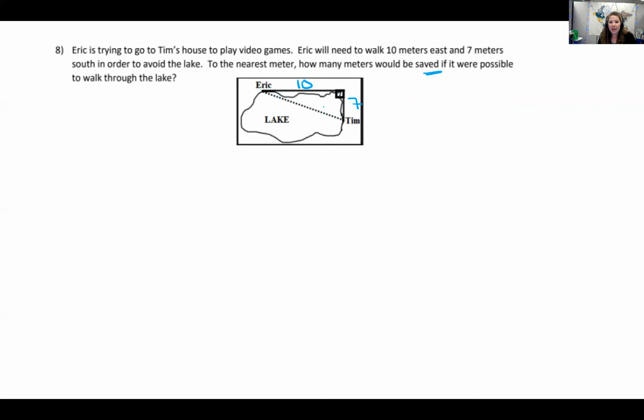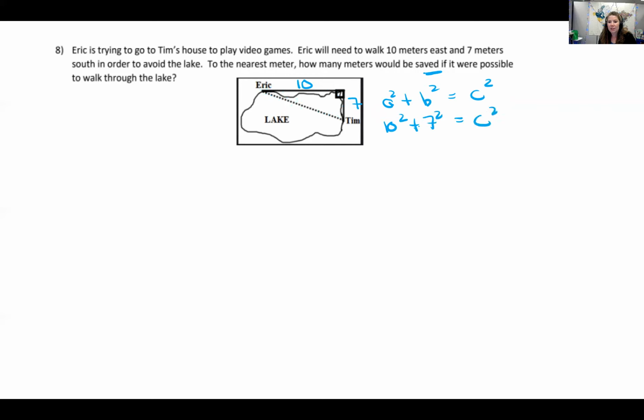But if you walk through the lake, we're going to use the Pythagorean theorem because that is a right triangle. So we're going to do 10 squared plus 7 squared, c squared. Well, 100 plus 49 is 149. So the square root of 149 is 12.2 meters.